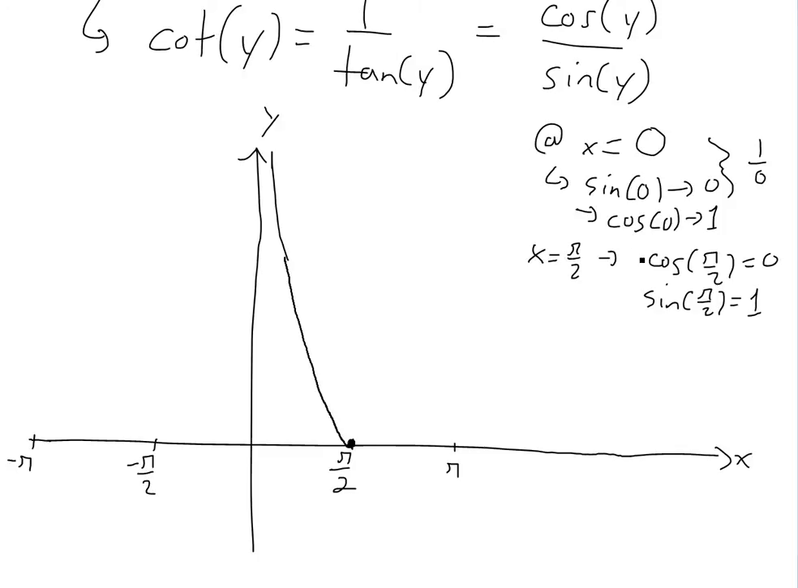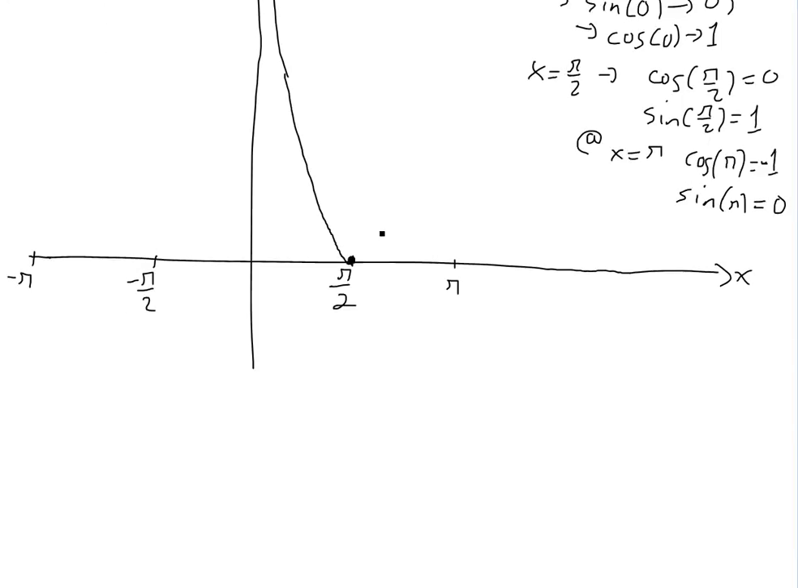And then when you look at pi, you're going to have something like this. Cosine of pi is -1, and sine of pi is 0. So it's going to approach, again, 1 over 0, but now on the negative side. So you're going to have something like this, and it keeps going down, etc.